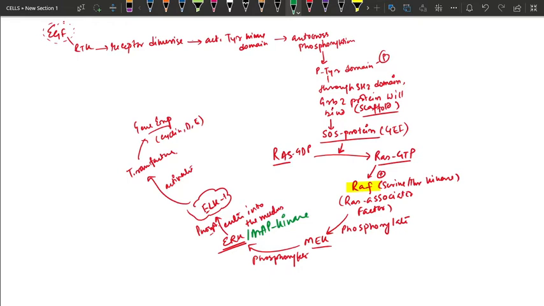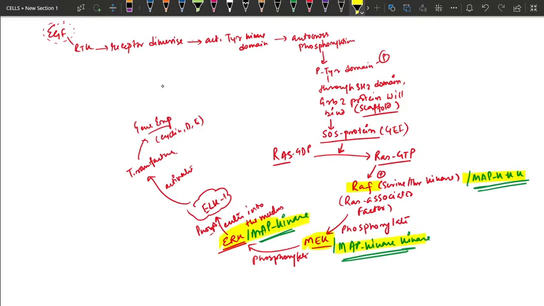MEK is phosphorylating MAP kinase. So it's acting as an enzyme which is phosphorylating MAP kinase. So RAF will be MAP, sorry, capital AP. So MAP. Now this will be MAP kinase, MAP kinase, MAP kinase, and this is MAP kinase. This one is very important. These things are very important.